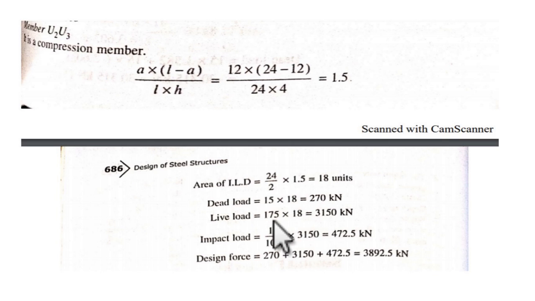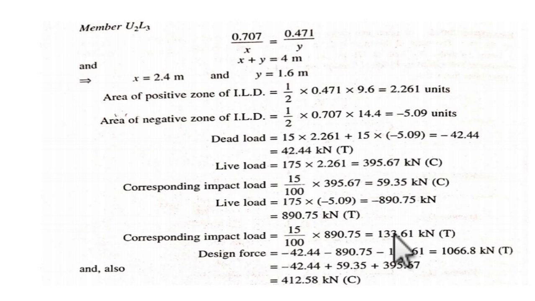What is the live load? EUDL is given as 175. So 175 into 18, this gives us this value. Now what is the impact load? Impact factor is 15%. The impact factor is always 15% of the live load. Here you have calculated the live load. The 15% of this is 3150, which is 472.5. So now the design force will be the addition of the live load, dead load, and the impact load. So this combines and gives us the value of 3892.5 kilonewton.